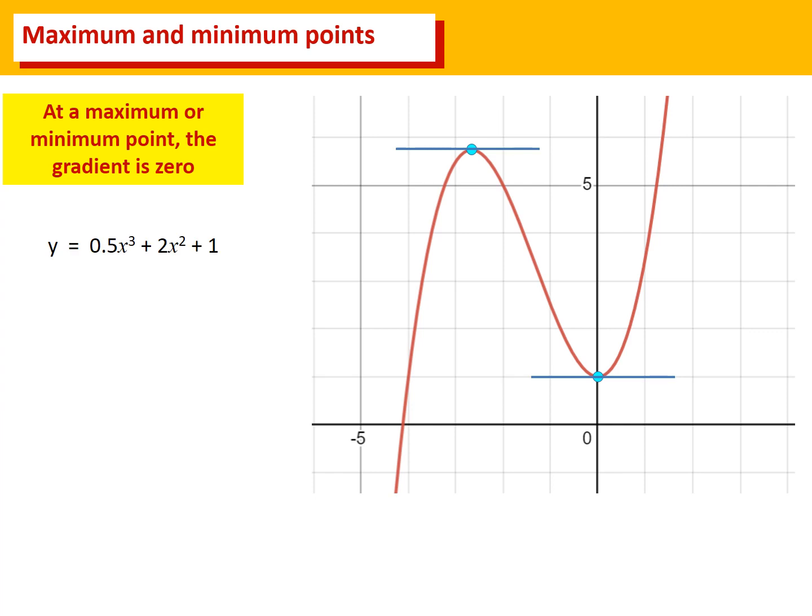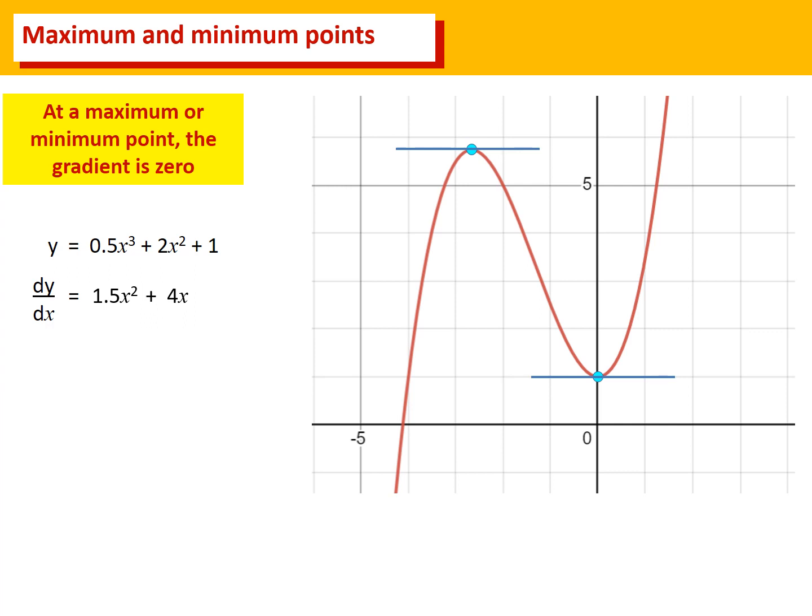Now that's actually the equation of the curve. So let's differentiate and see if we can find out what these values are. Applying the rules of differentiating, bring the power down and reduce the power by 1, and that simplifies to 1.5x squared. For the next term, bring the power down and then reduce the power by 1, so 2 times 2x is 4x, and the plus 1, when we differentiate, just disappears. So that's our expression for dy by dx.